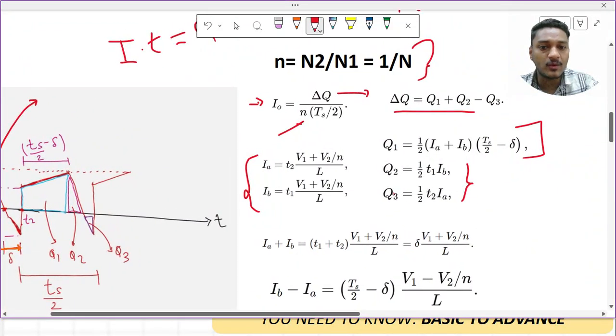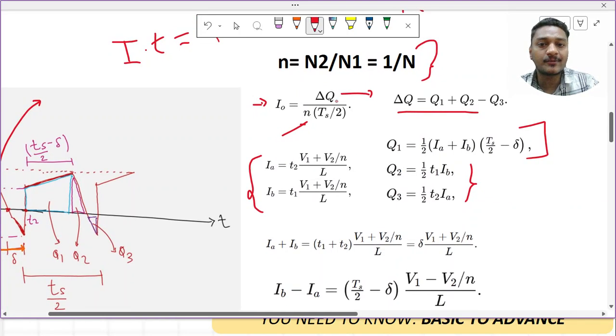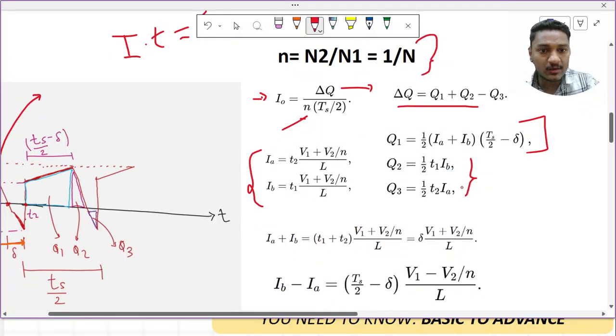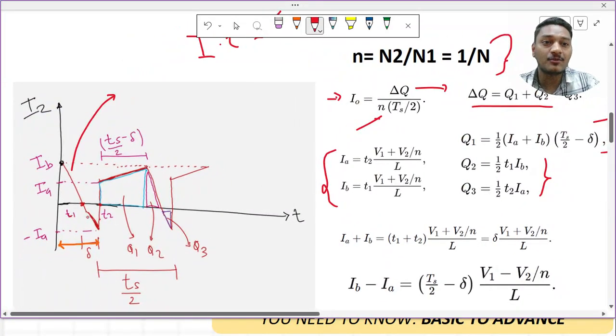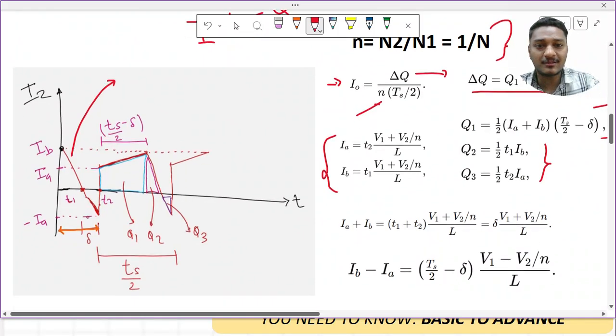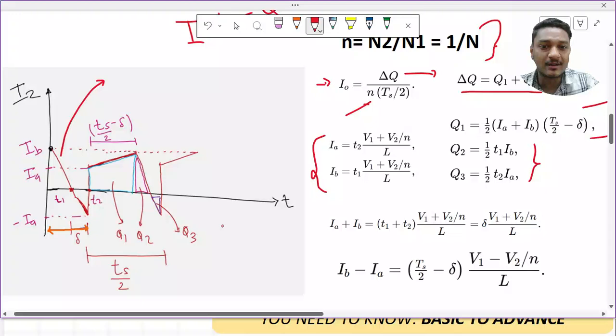So Q2 and Q3. Now we have all the expressions, and can we put these particular values in delta Q and proceed further? Yes. So I guess this particular maths you understood from this particular waveform. Okay, you are good in maths compared to me. I just have to give you a hint how we are proceeding.